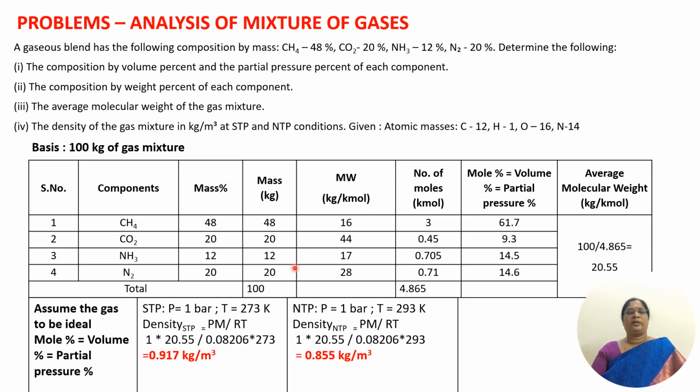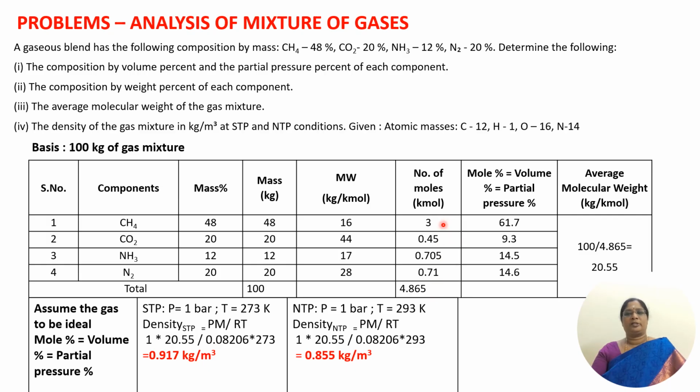And for the third one, it's 12 divided by 17 is 0.705. And the last one, 20 divided by 28 is 0.71. Next, mole percentage. Mole percentage is individual number of moles divided by total number of moles into 100.